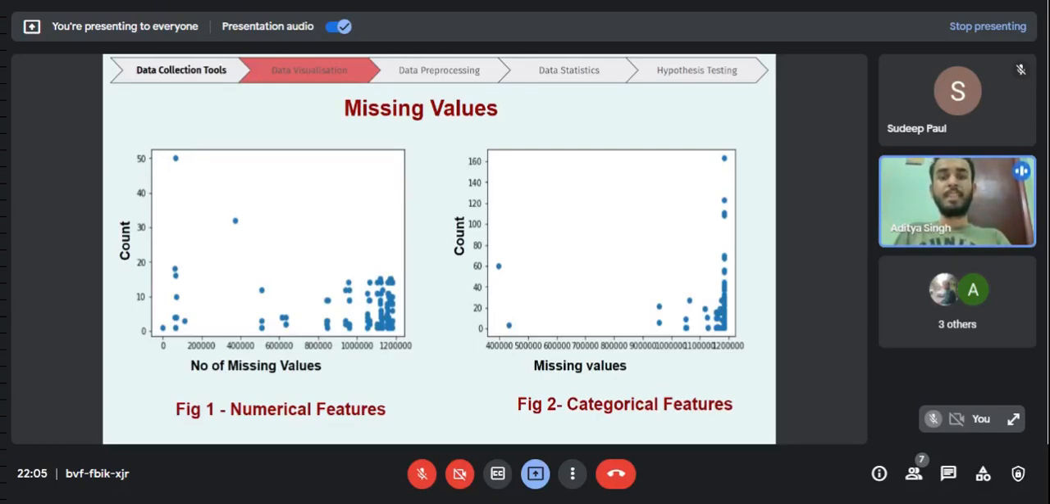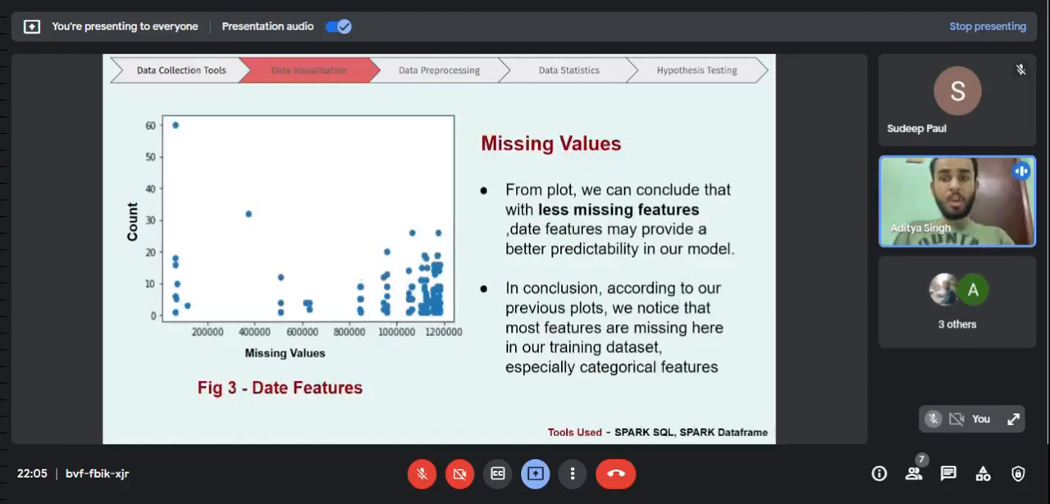In the first plot, we can see that most of the numerical features have very large numbers of missing values. Similarly, in the second plot, we can see that only 2 of the categorical features have less than 9 lakh missing values. However, in the third plot, that is the date features plot, we can see that the number of features having a large number of missing values is relatively much less than the numerical and categorical features. Hence, we can say by looking at these 3 plots that most of the features have a lot of missing values, especially the categorical and numerical features, which make them comparatively less significant in our analysis than the date features.